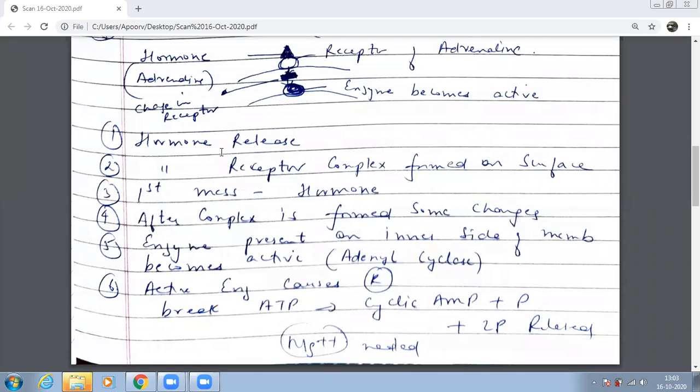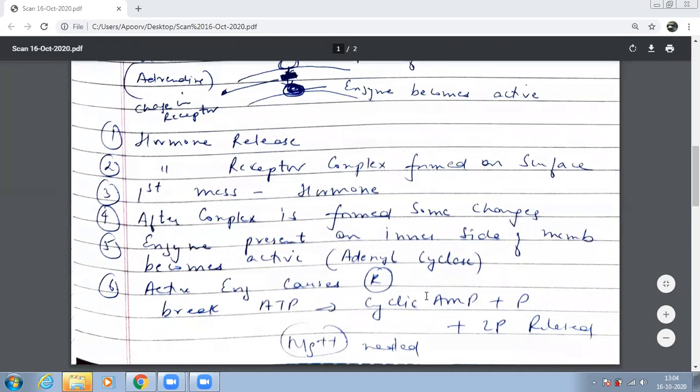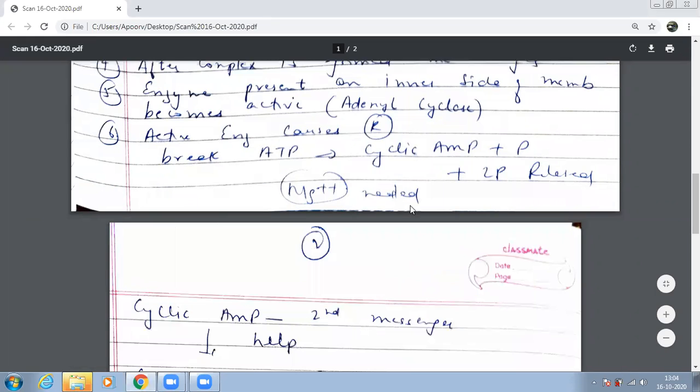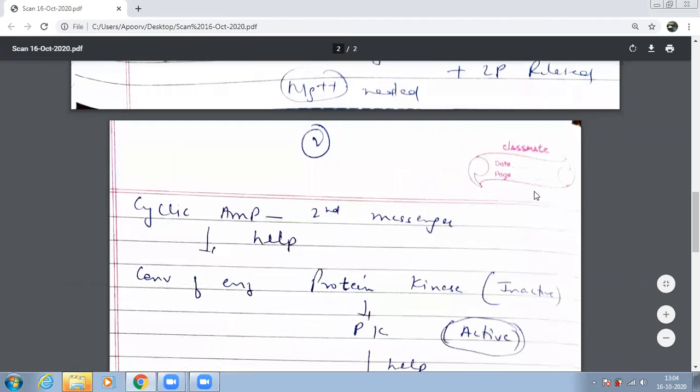Hormone is released. Hormone receptor complex is formed. Your first messenger is your hormone. After the complex is formed, some changes will take place. The enzymes present on the inner side will become active. In this case, it is adenyl cyclase. Your active enzyme will cause a reaction. What is that reaction? Your ATP will break down into cyclic AMP and 2 phosphates.